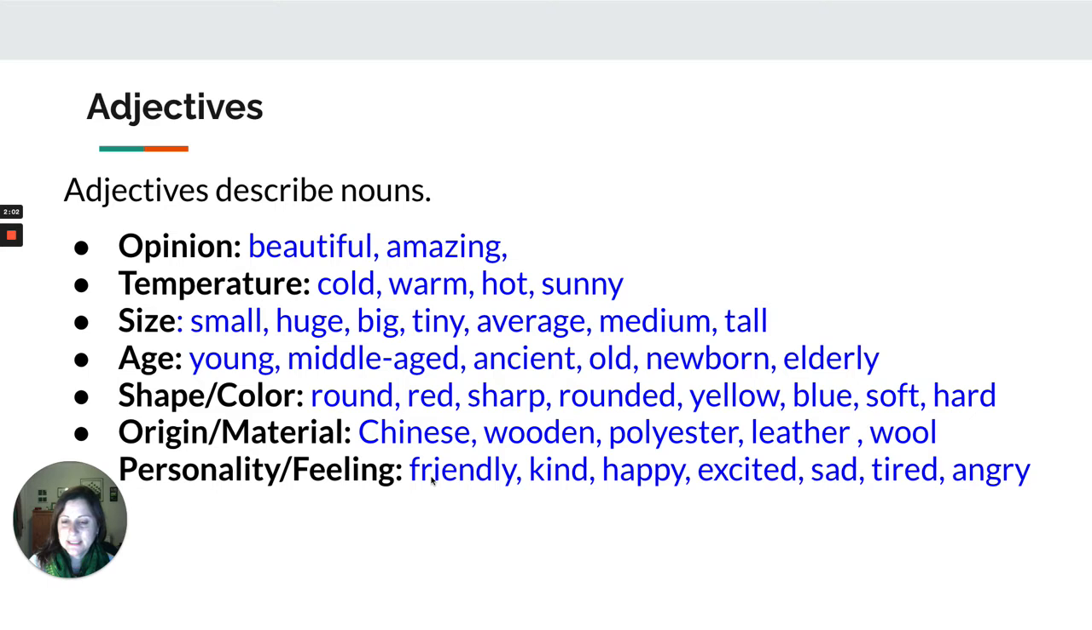Personality and feeling, like a friendly person, a kind person. Or maybe you say, I am happy, to describe how you feel.